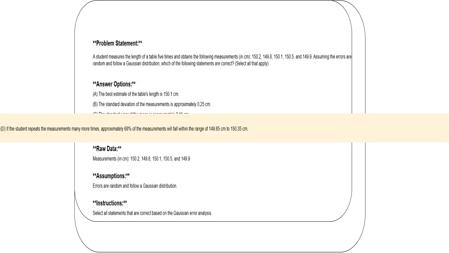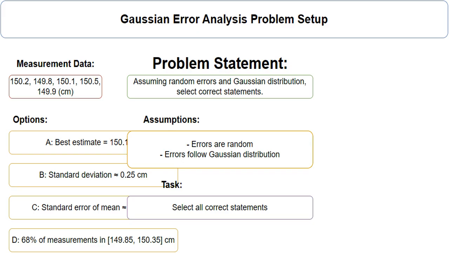Next, let's turn to the raw data, the 5 length measurements in centimeters. 150.2, 149.8, 150.1, 150.5, and 149.9 are the values. Now, let's look at the core of the exercise, which presents a scenario of a student performing length measurements and asks to evaluate the correctness of statistical statements based on Gaussian error analysis.